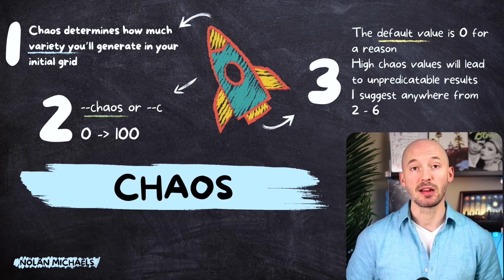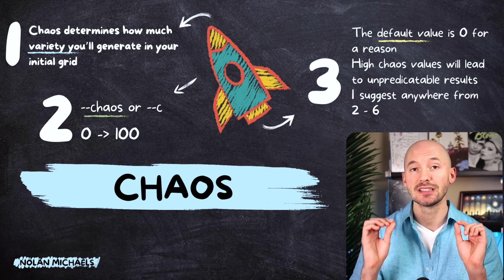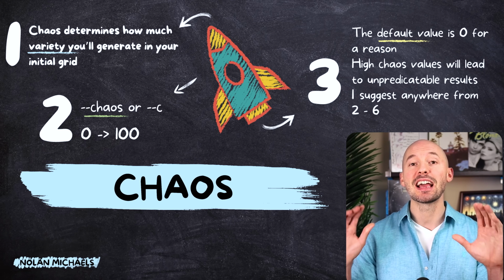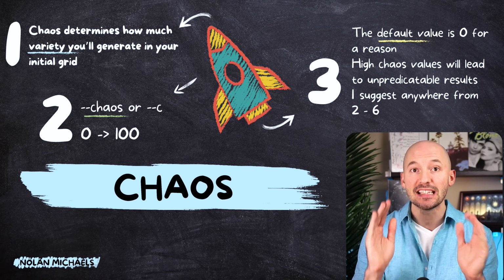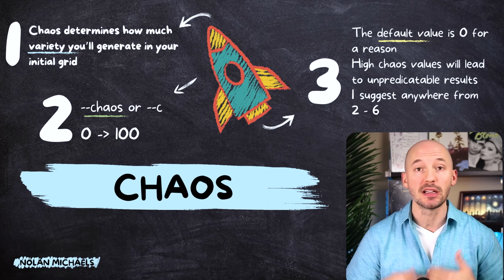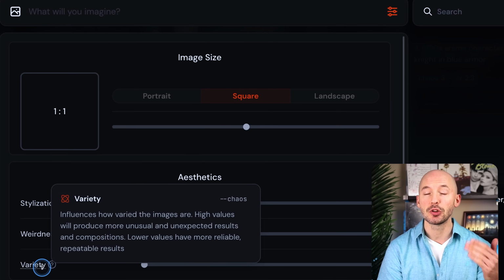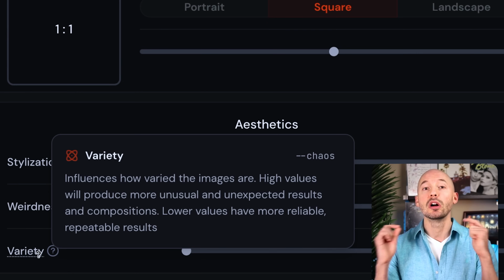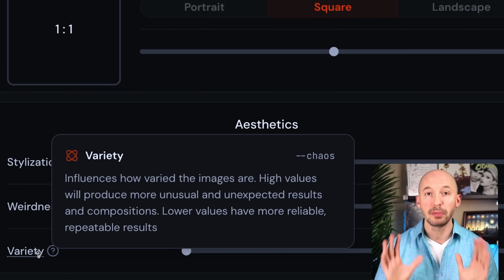The next big parameter that you're going to want to know about is called the chaos parameter. And this one is extra powerful because it determines how much variety you're going to get within your generations, as in within the grid of images that Midjourney generates for your prompt. You can find it in your settings as well under variety. High values will produce more unusual and unexpected results, while lower values have more reliable, repeatable results.